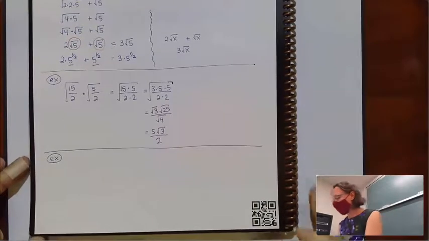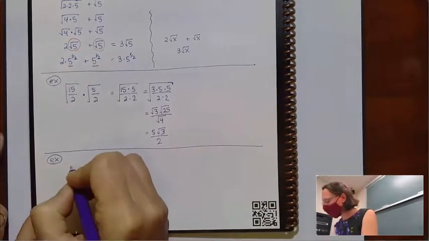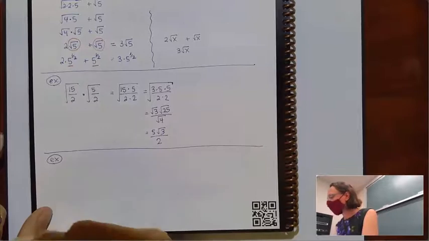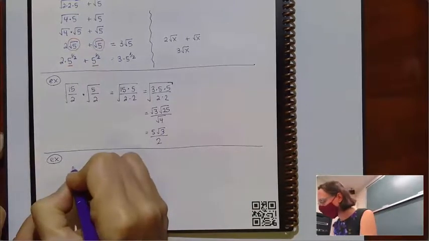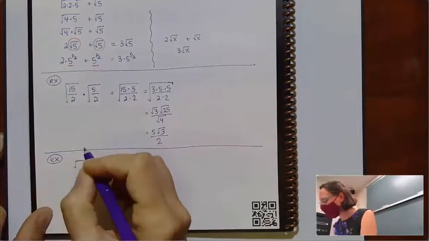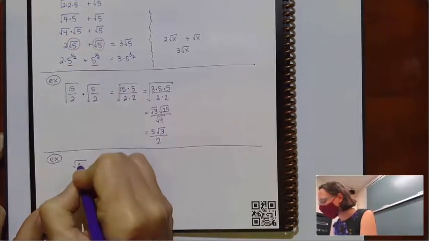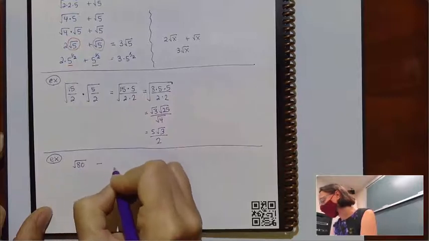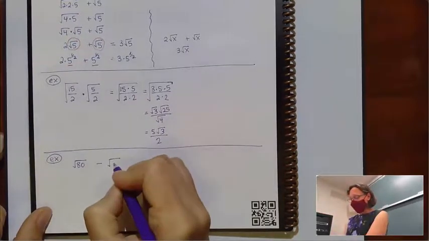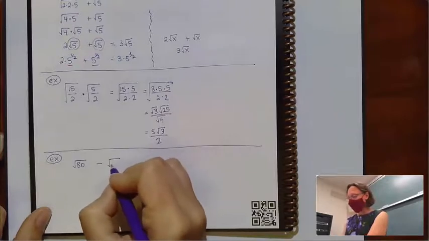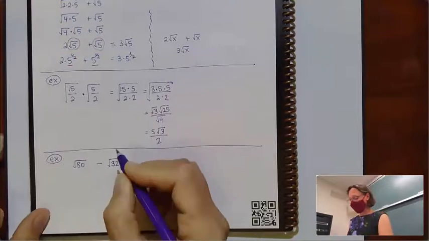More fun. So let me get another one going here. Again, our instructions are going to be to simplify. And I am looking at the square root of 80 minus the square root of 32.